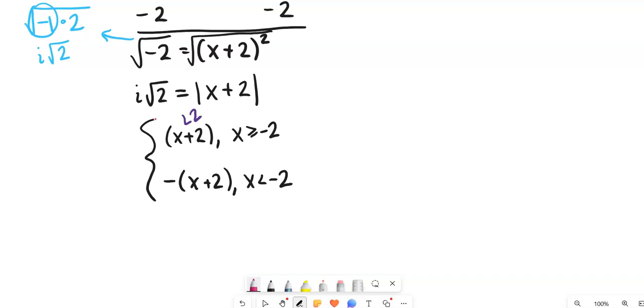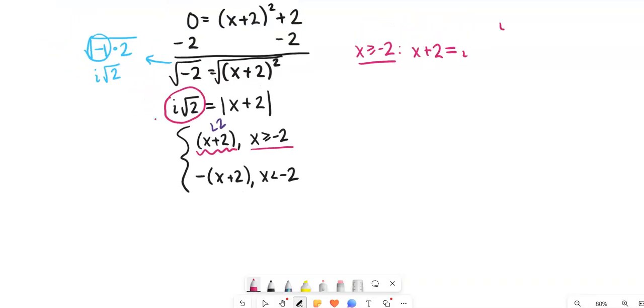From here, I'll take my first domain, which is x is greater than or equal to negative 2. My equation for that is going to come from the first part of my piecewise, which is x plus 2. Is equal to what your absolute value equation was equal to, which is i square root of 2.